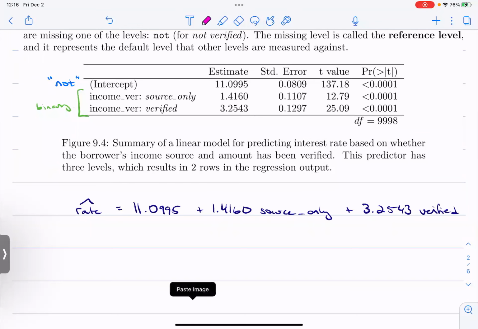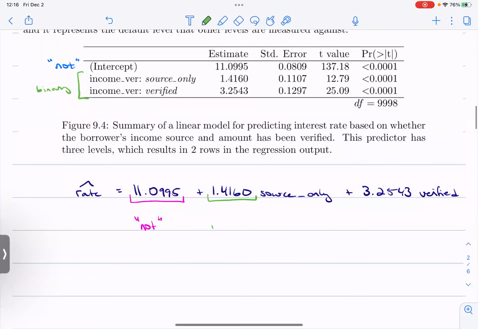So what happens is that this is going to be the not prediction, right? If it's not verified, your predicted interest rate is 11.0995, because then these are both zero, they're gone. It can only be one of these three things. However, if we look at the 1.416, this is the increase in the predicted rate if source only is 1.